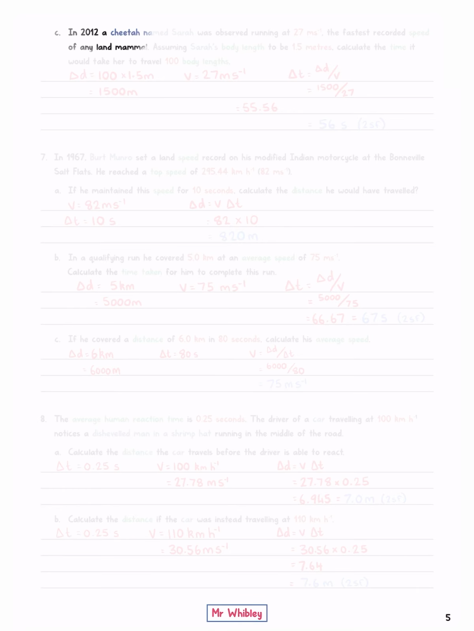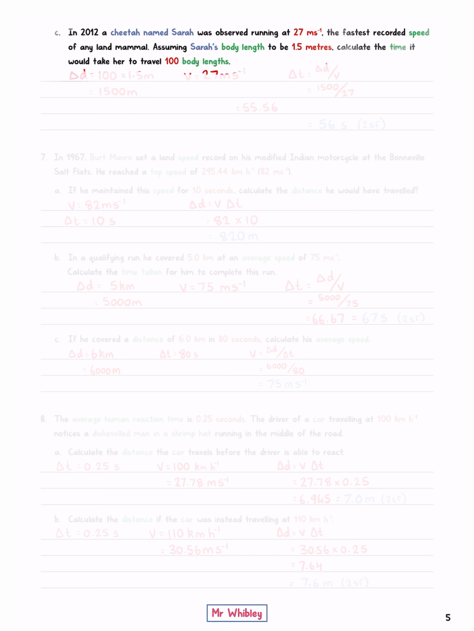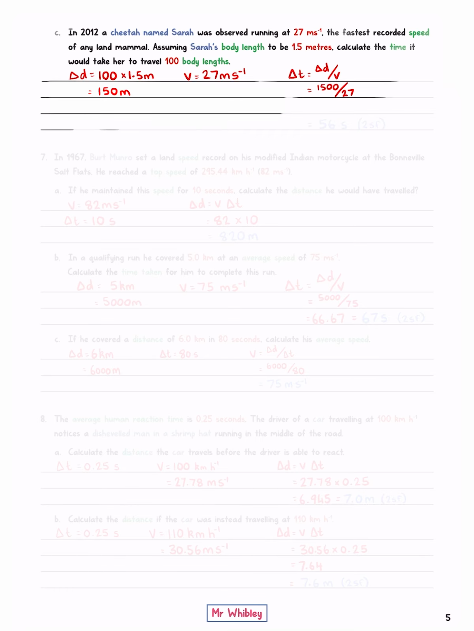In 2012, a cheetah named Sarah was observed running at 27 meters per second, the fastest recorded speed of any land mammal. Assuming Sarah's body length to be 1.5 meters, calculate the time it would take her to travel 100 body lengths. 100 of her body lengths is going to be 150 meters. Her speed was 27 meters per second, so if we take our duration equation, put in those numbers, that gives us 5.56 or 5.6 seconds to two significant figures.